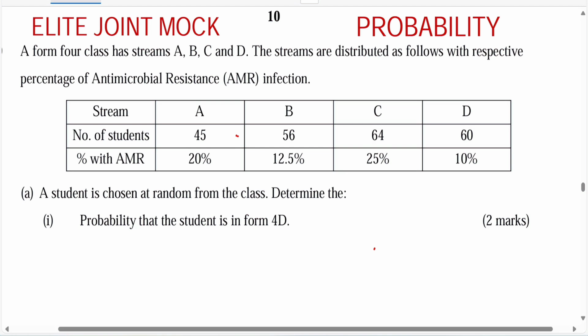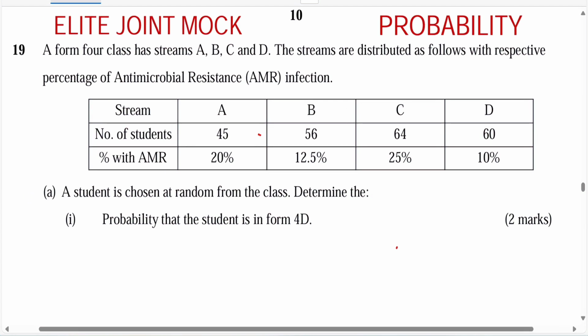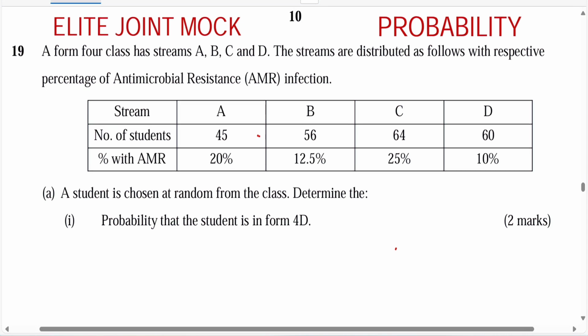Today we continue with question 19 of the Allied Joint Mock. We continue with our questions, every question. So this is a question on probability. Stay tuned in. Question 19 says a Form 4 class has streams A, B, C, and D.